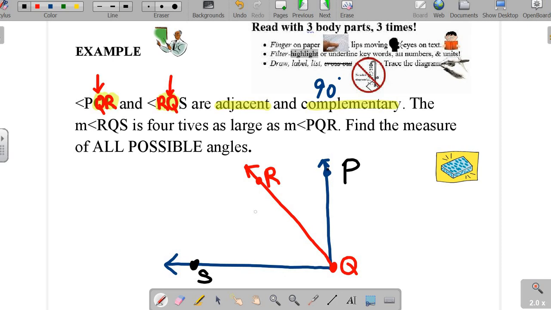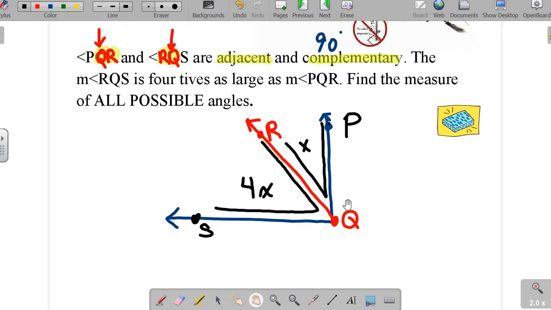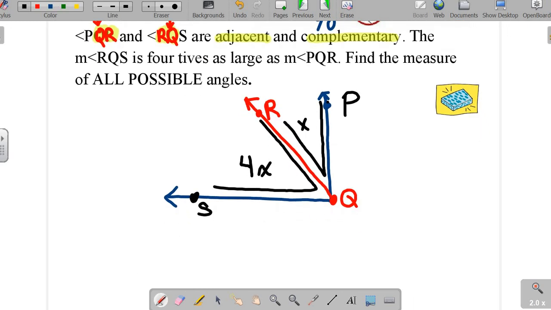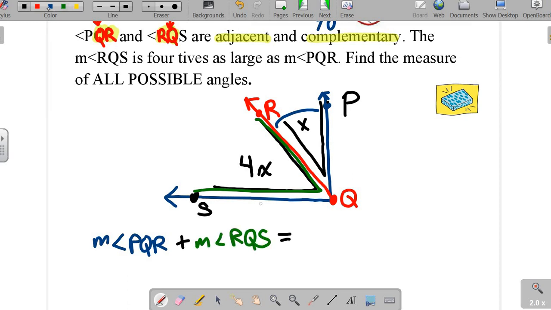So this angle RQS is 4 times as large as PQR. Find the measure of all possible angles. So we know this, that the measure of angle PQR plus measure of angle RQS equals measure of angle PQS.